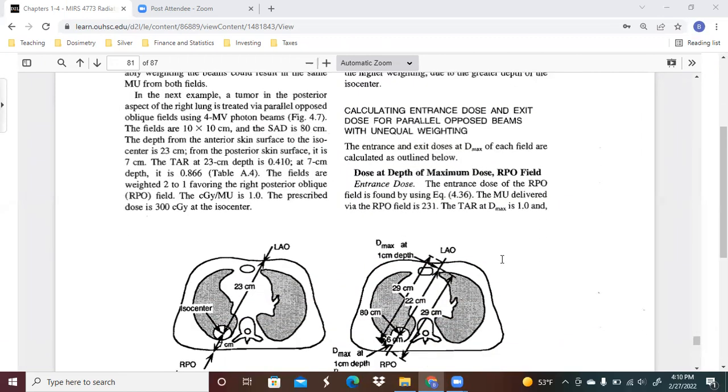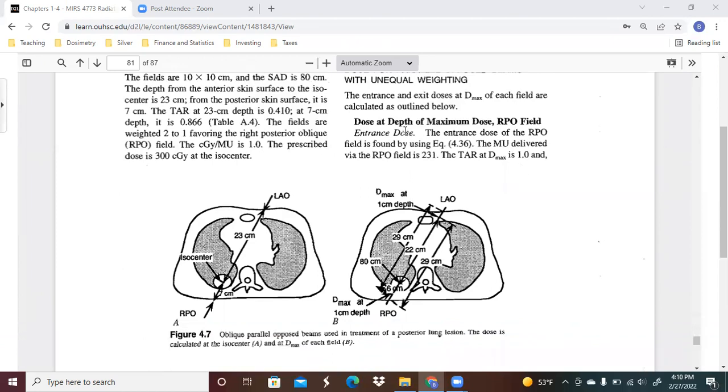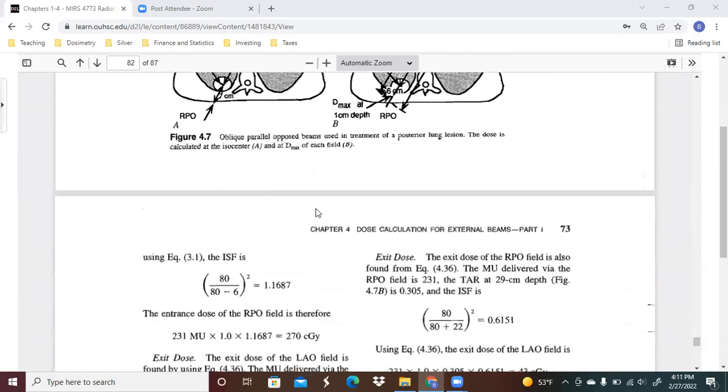If you're calculating entrance dose and exit dose for parallel opposed beams with unequal weighting, the entrance and the exit dose at D max of each field are calculated as well. So you've got the dose at depth of maximum dose, RPO field. The entrance dose is found by using equation 4.36.